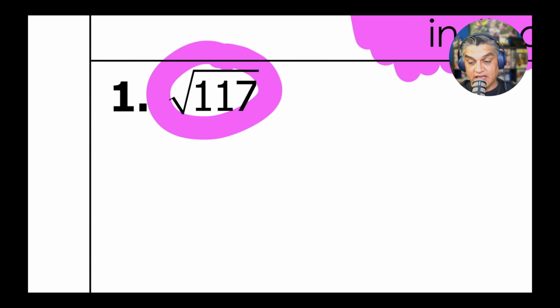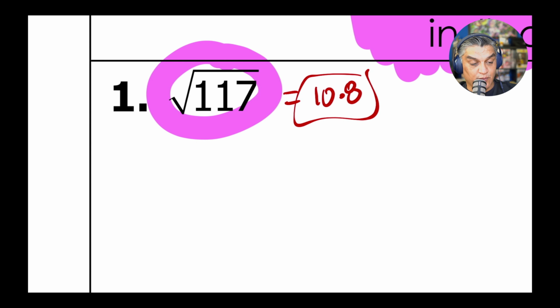So if I punch this into our handy dandy calculator, the square root of 117, I get 10.81665383, and so on. But if I just go with decimals, it's 10.8. And that makes sense because the square root of 100 is 10, so it's a little over 10, 10.8.